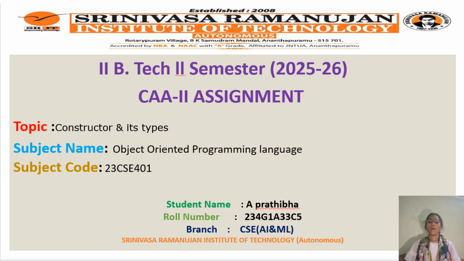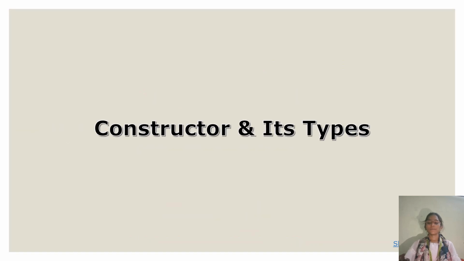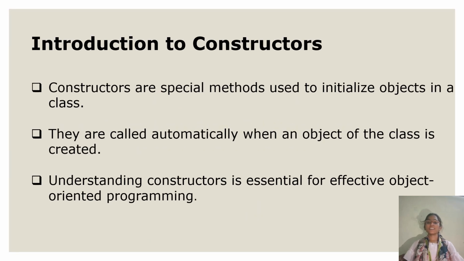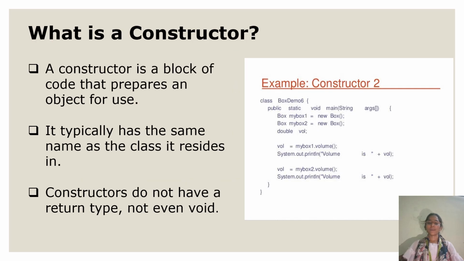My roll number is 234G1833C4. My topic name is Constructor and its types. Introduction to constructors. Constructors are special methods used to initialize objects in a class. They are called automatically when an object of the class is created. Understanding constructors is essential for effective object-oriented programming.